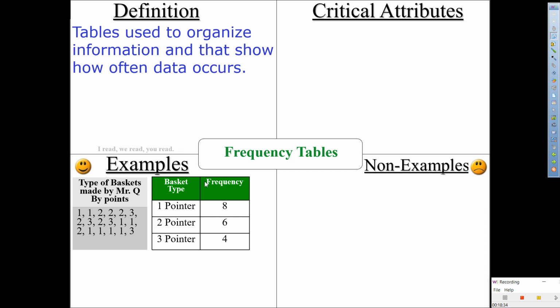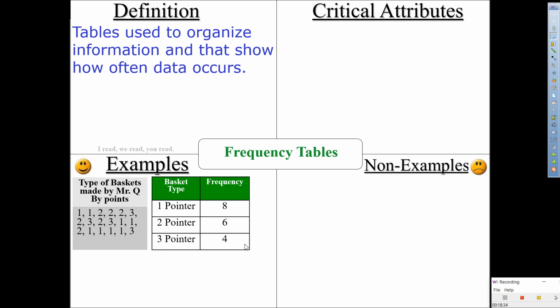So then I go through and I see, okay, there's 1 pointers, 2 pointers, 3 pointers. Are there any other kind? No. So I write it out, 1 pointer, 2 pointer, 3 pointer. From there, I start tallying how many of each. So then I cross out the ones. I can go 1, 2, 3, 4, 5, 6, 7, 8, and I write the frequency. Then I go to the next one, 2 pointers, 1, 2, 3, 4, 5, 6, 6 of those. And then last but not least, 3 pointers, 1, 2, 3, 4, and I write that there.